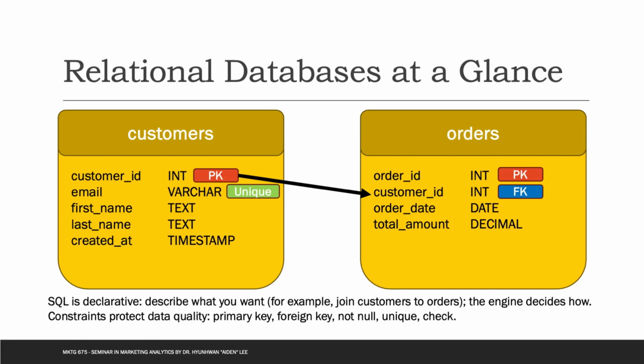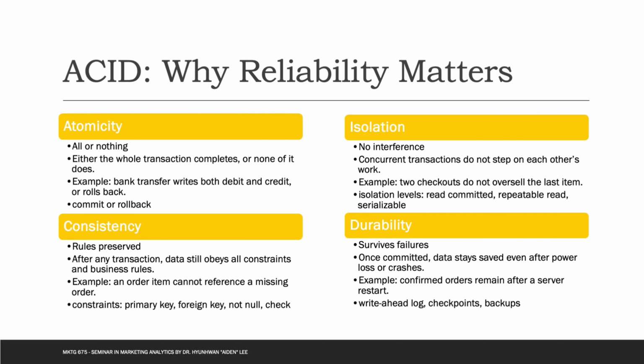This is the core idea of relational databases: well-defined tables, clear keys, and rules that keep data consistent. Now we will talk about 4 promises that reliable databases try to keep. The 4 letters are ACID. They stand for atomicity, consistency, isolation, and durability. Atomicity means all or nothing. Either the whole transaction completes or none of it does.